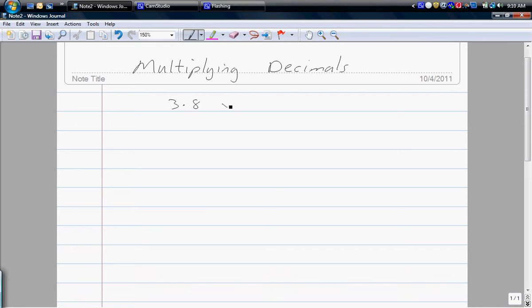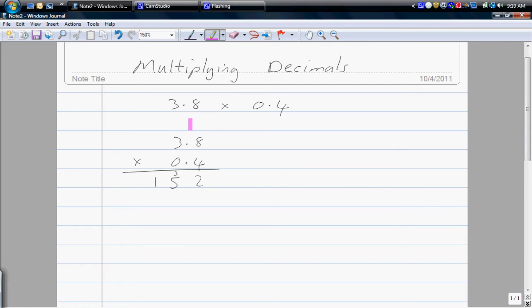So if we have 3.8 times 0.4, for example, we could set it out like this, and then we just multiply, thinking about the whole numbers. 4 times 8 is 32. 4 times 3 is 12. Add the 3, is 15. Okay, now the only thing we need to think about is where to put the decimal point.